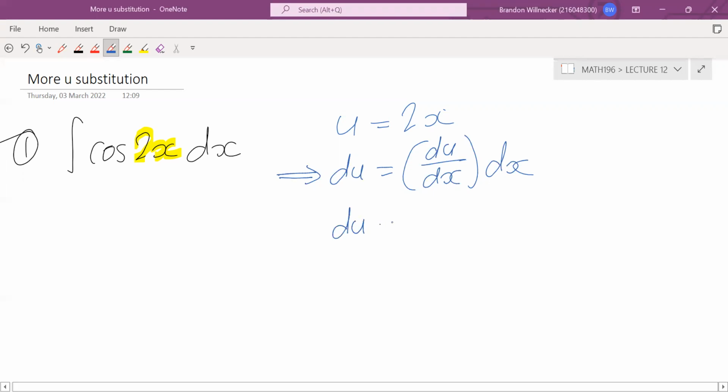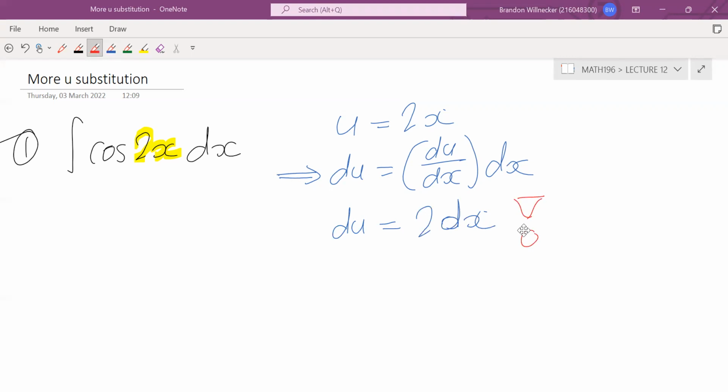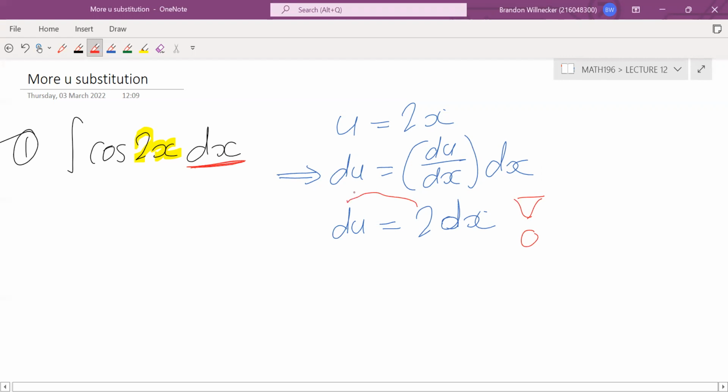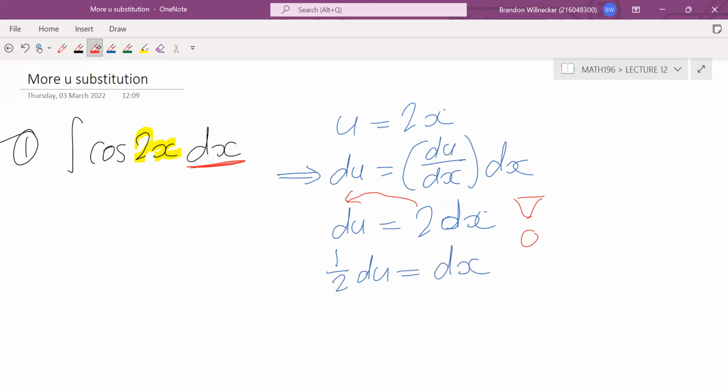So now du by dx is going to be 2. So it's going to be du equals 2 dx. But that's a problem here, because if we look back at our original integral, we just have dx here. We don't have 2 dx, we just have dx. So we need to take this 2 over to the other side. So now it's going to become 1/2 du is equal to dx, which is what we have. So that's fine now. So 2x is going to become u, and dx is going to become 1/2 du.